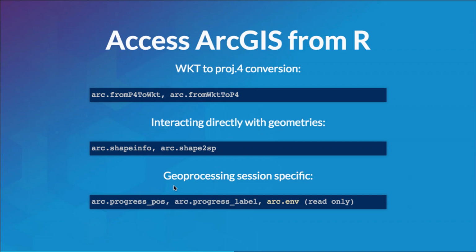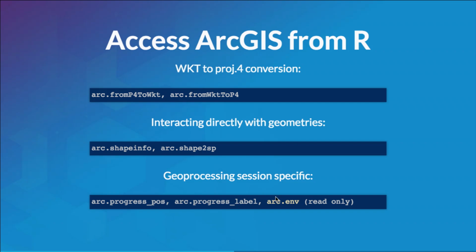You also can interact directly with the geometry. Sometimes you don't want to make that data frame, you just want to poke at the geometry. So there's a couple of helper functions for doing that. And there's a couple of things here that if you're using this in the context of a geoprocessing script, you might want to know something about the environment, or you might want to display something. And that's what these tools are for. So there's these two tools, progress position and progress label. So that would be like you're running some script and you want to modify the progressor that shows up on the user's interface, right? So you can do that. You can set the label just using these calls.